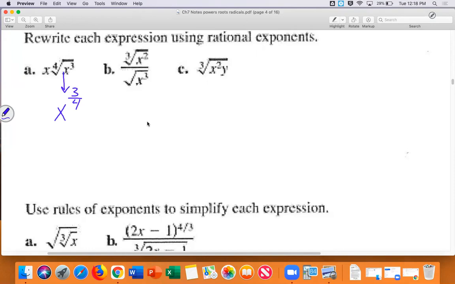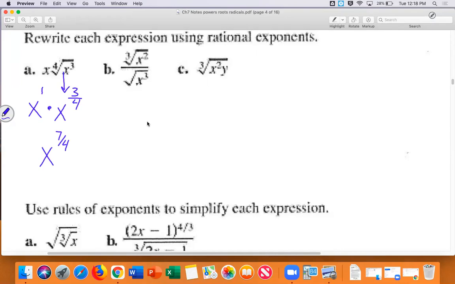Yeah, I'm with you. Okay. Now outside, we have this x. It has an exponent of 1. What is 1 plus 3/4? Because when we have a power times a power, we add, right? 1 plus 3/4 is 1 3/4, which is 7/4. Are we okay with that?